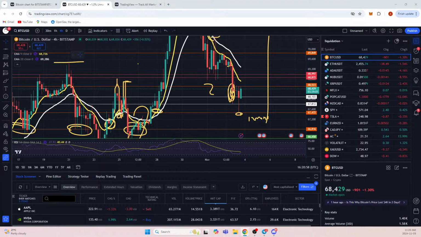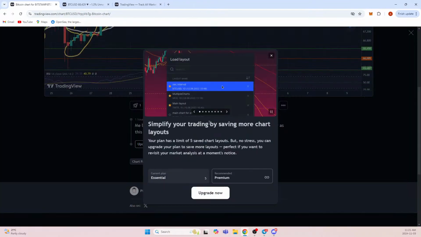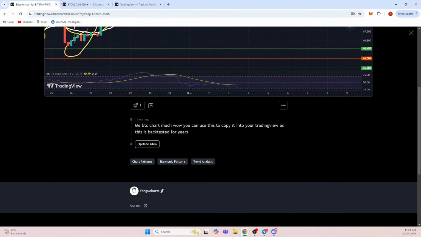And again, for those of you that are new, it's the same thing. You go to my chart, you click on the bottom right, the top three dots, and click grab this chart. It'll open it for you. And then now you are trading perfectly.